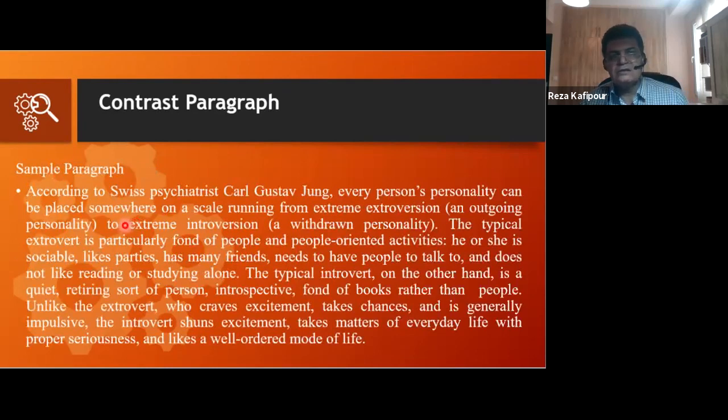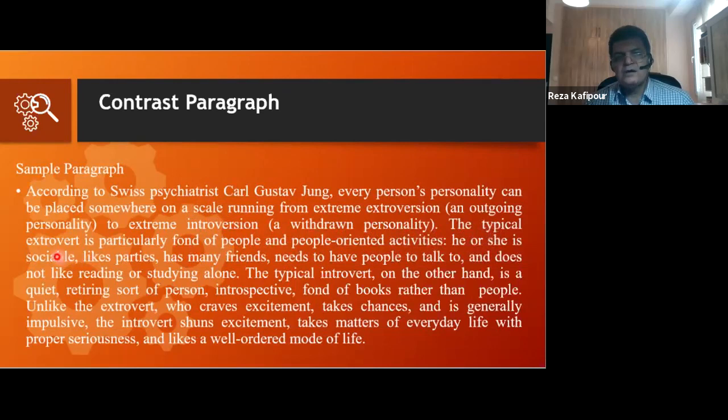So let's see this sample paragraph for paragraph of contrast. According to Swiss psychiatrist Carl Gustav Jung, every person's personality can be placed somewhere on a scale running from extreme extroversion to extreme introversion. So it shows that we are going to discuss differences between an introvert and an extrovert. It is a topic sentence. So now let's see how we develop the topic sentence by major supporting sentences.